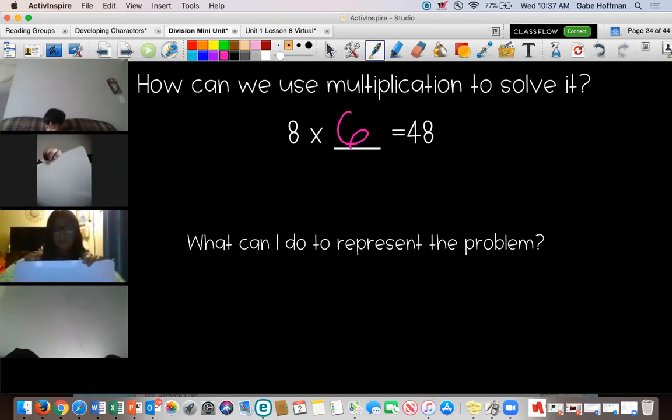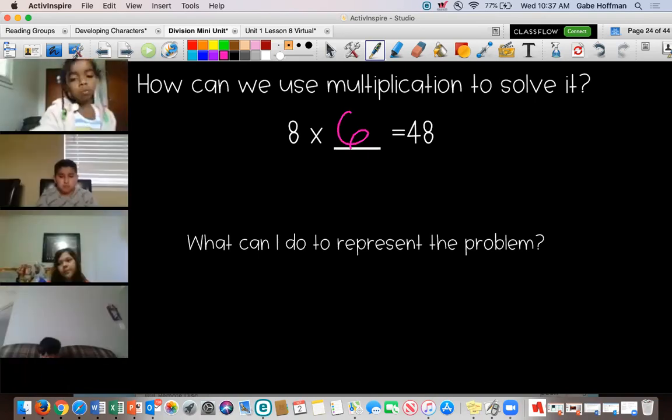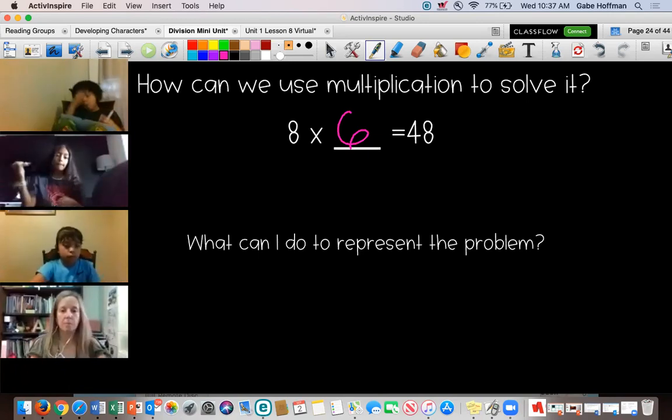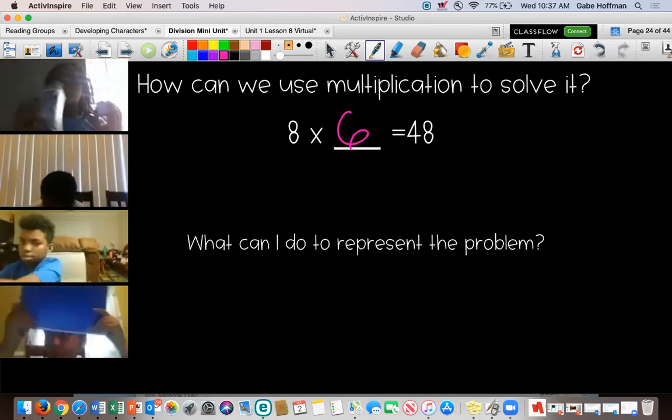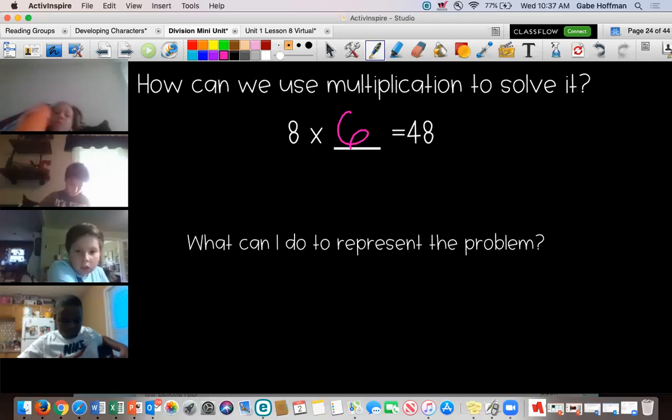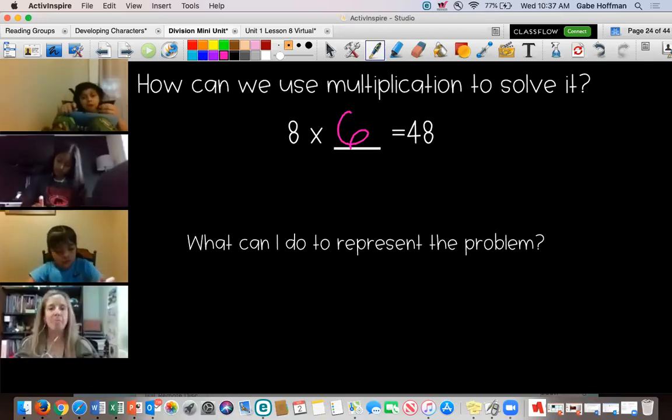So show us on your whiteboards a way to represent 8 times 6 equals 48. We're going to give you 3 minutes, then we're going to have you show what you did. You get a free 2 points for doing it. If you don't have a whiteboard, you can use paper and a pen or a marker or whatever you have sitting by you. 3 minutes, go.